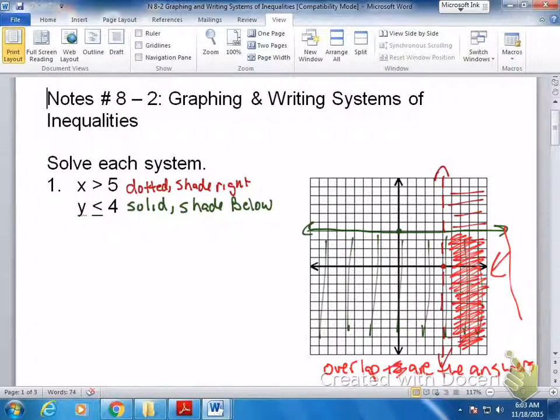So this is the same thing we've done before. It's just now you're doing two at once. You got to be careful and make it neat, or you will not be able to tell where your answers are. So I suggest when you shade the first time, you do it real lightly. Then when you get your overlap, you darken it in, just kind of like I did. All right, guys, so let's go to one that's a little more complex.